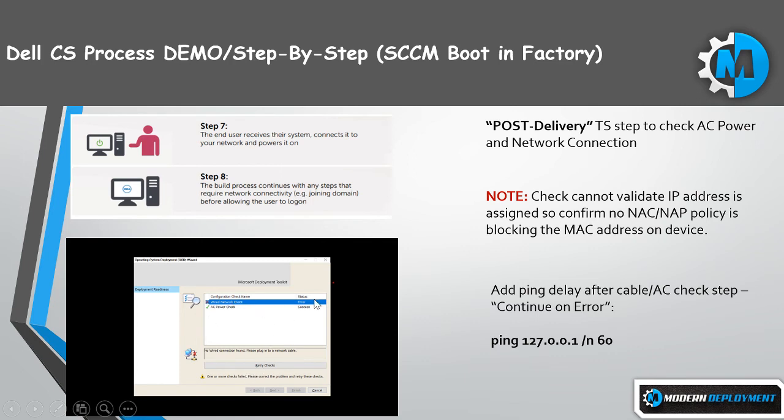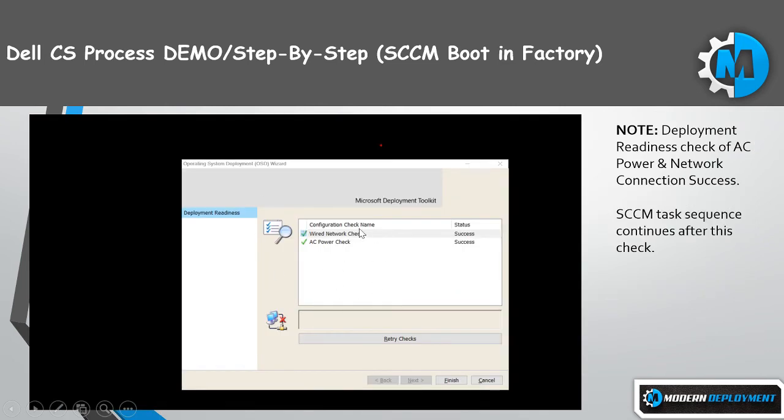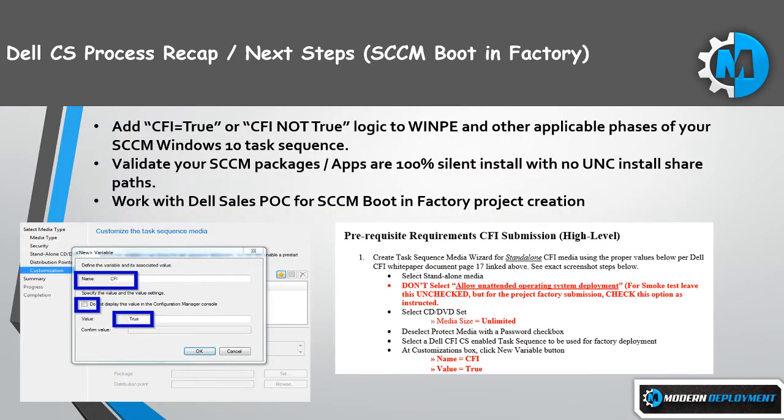And by the way, once you plug the cable in and hit retry on the checks here, it should look like this. Again, this doesn't mean that you have an IP address. It simply means that the network port is live. There's a connection that it detects. Okay, so the task sequence continues, and that's really it.